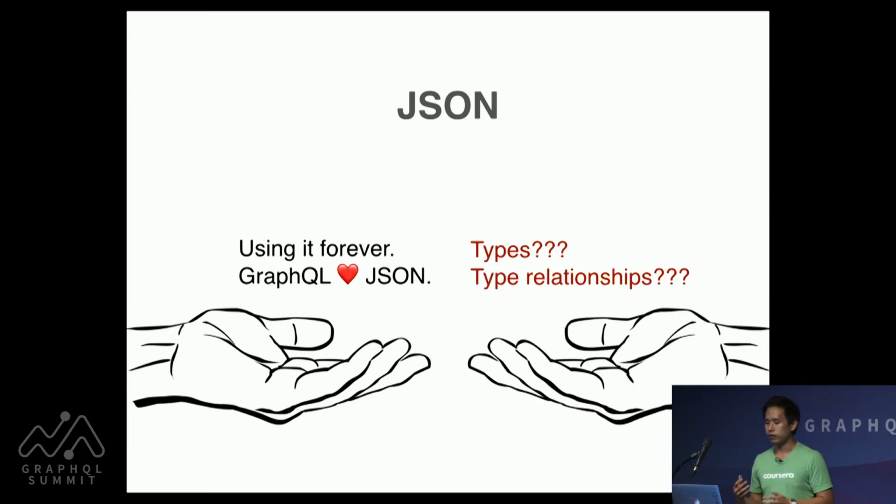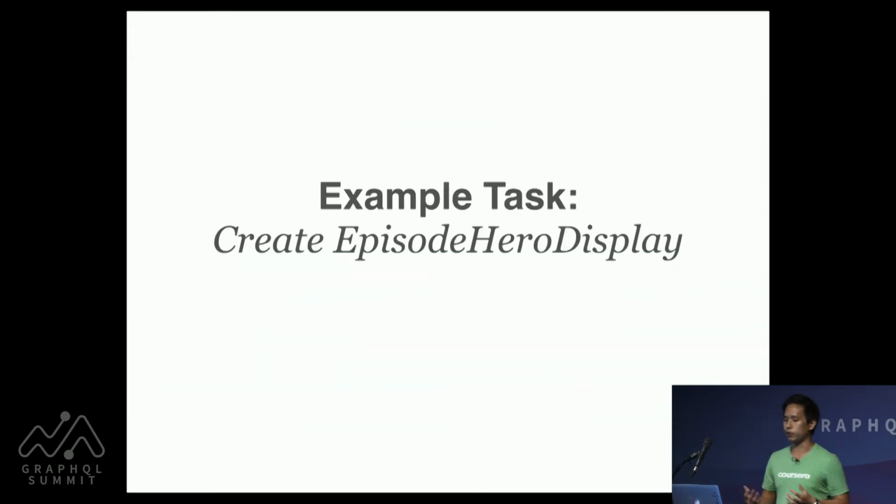But on the other hand, we lose type information with JSON. We lose the type relationship information between our data objects. I like to think about this as if you're reading an abridged book. You understand what's going on, but you don't really understand the nitty-gritty details anymore. So why is this a problem? I think this is best demonstrated by going through an example.